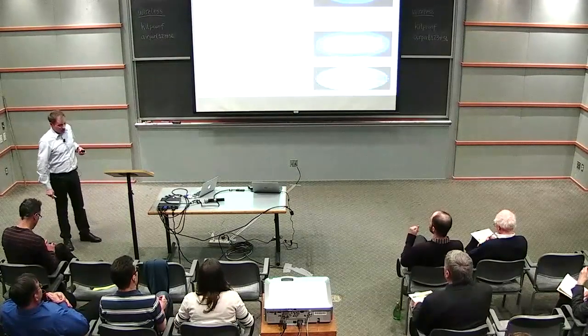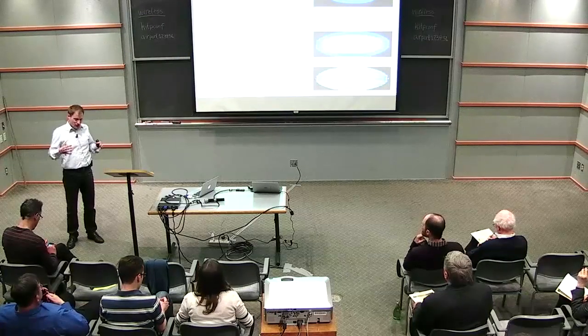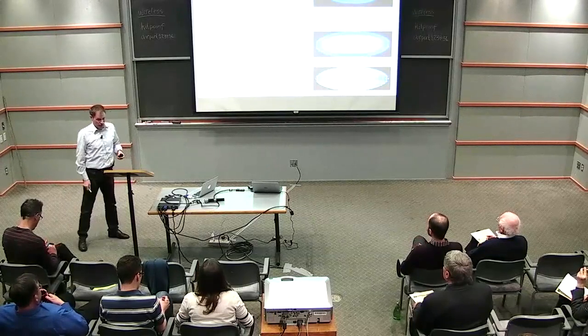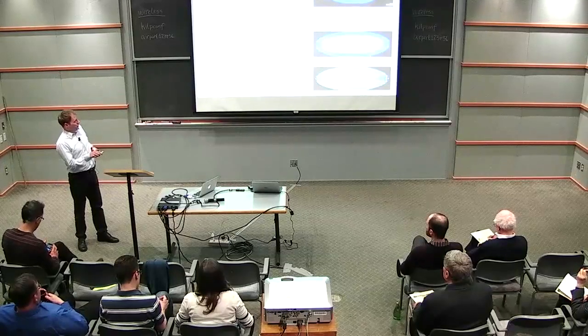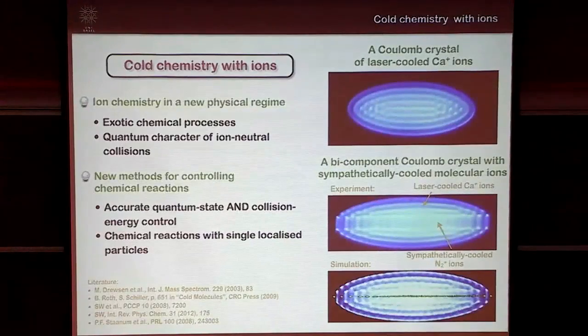So the technology that we use in all of our experiments is to produce ensembles of cold ions in a radio frequency ion trap which form ordered structures, so-called Coulomb crystals. And what you see here is a Coulomb crystal of laser-cooled calcium ions in our ion trap. So there's a fluorescence which is generated from the laser cooling fluorescence of these laser-cooled ions.